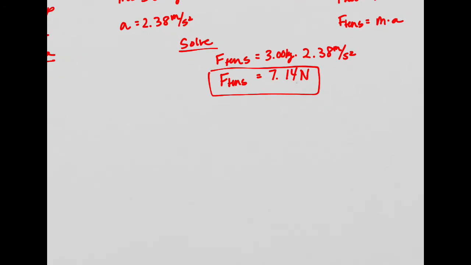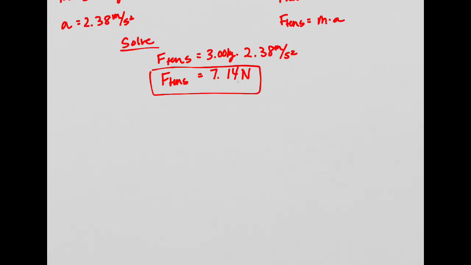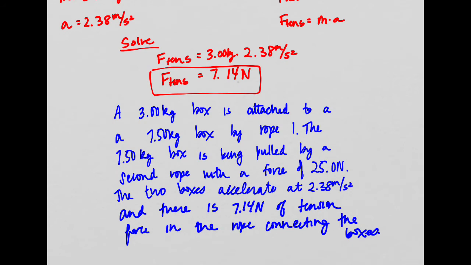All right, so let's write this in a sentence. How would I explain the information that I've discovered? There we go. A 3.00 kilogram box is attached to a 7.5 kilogram box by rope 1. The 7.5 kilogram box is being pulled by a second rope with a force of 25 newtons. The two boxes accelerate at 2.38 meters per second squared, and there is 7.14 newtons of tension force in the rope connecting the boxes. There we go. That shows me that you understand what you're doing. You did it appropriately. You got the correct answer, etc.